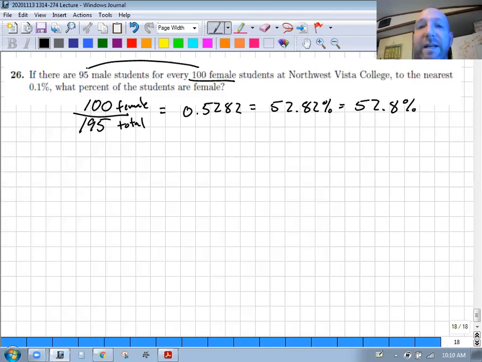Y'all understand why we had to add these together to put it on the bottom? Because we're looking for the percent that are female, so we have to look at the female to the total. I know when I graded these, a lot of y'all will just put 100 over 95. You just basically start taking numbers and cramming them together, but you got to lay it out correctly here. All right. So female to total.